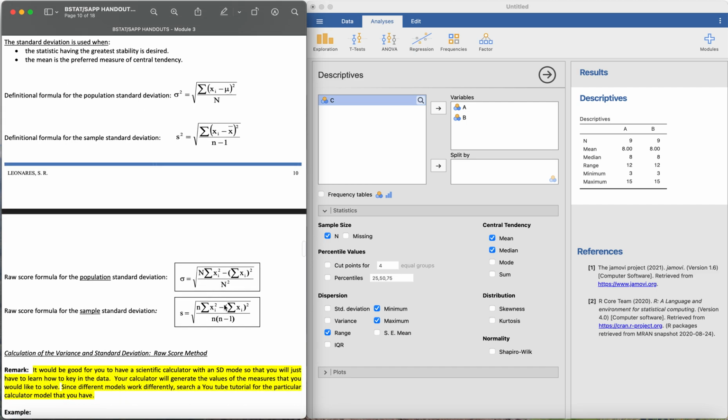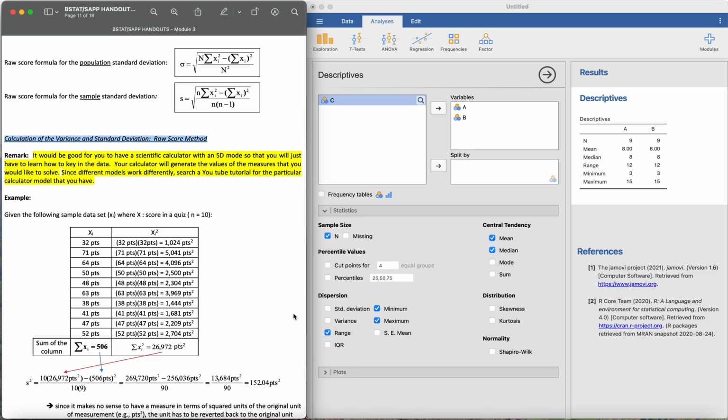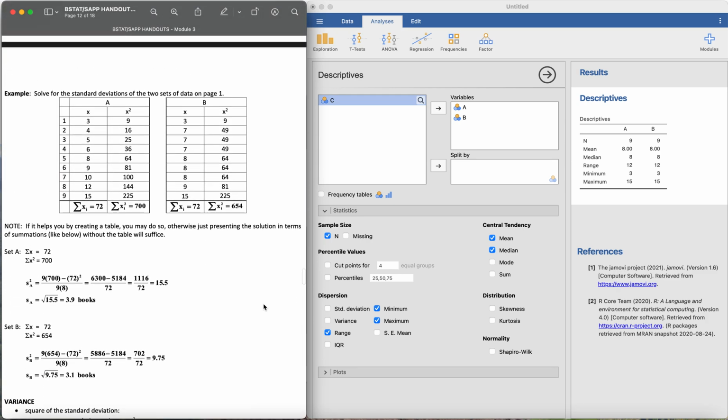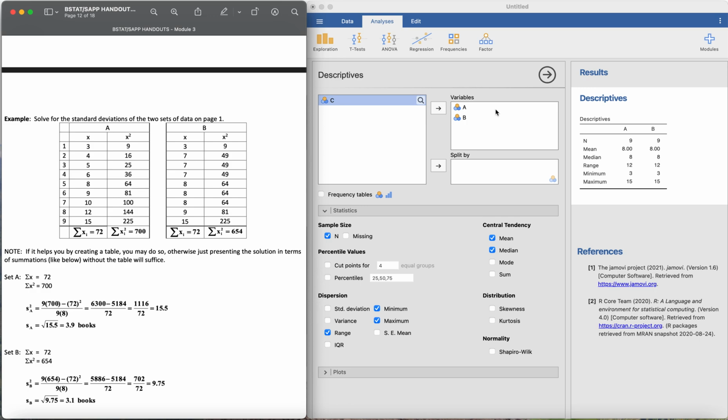Also, it follows here in the raw score formula. You can use the calculator in getting such. But again, we have Jamovi here on the right side of the screen, so we don't need this calculator anymore. So this is one example. Let's get back to that later. We have this one example that is already here in front of us.